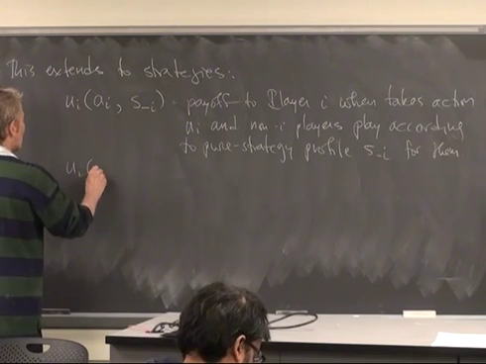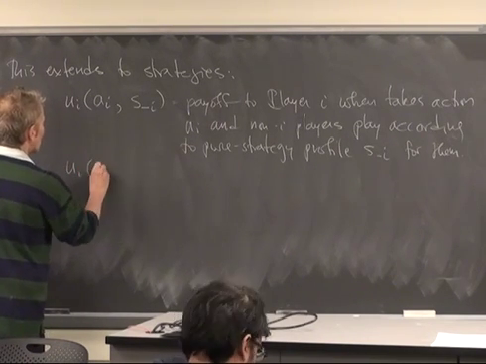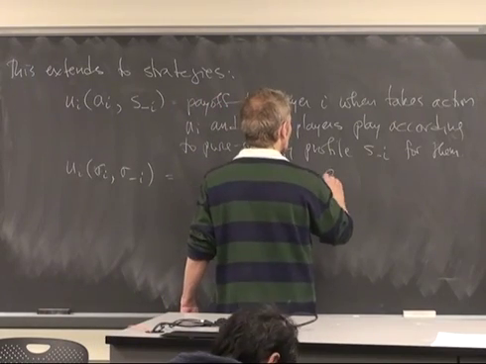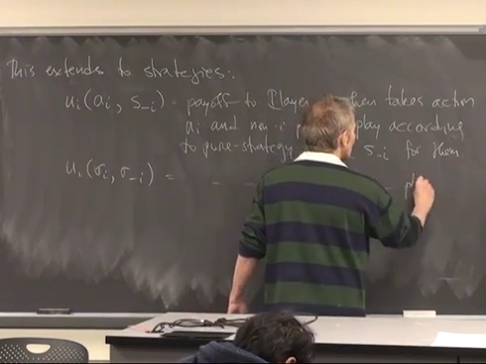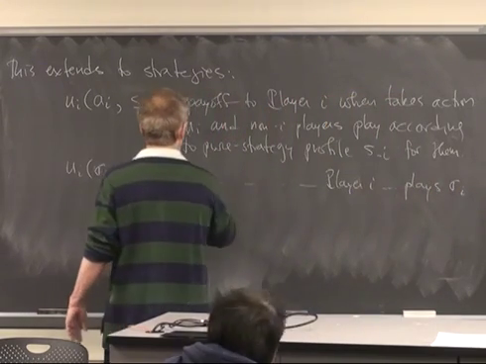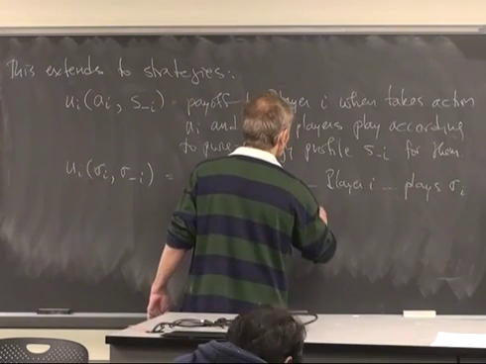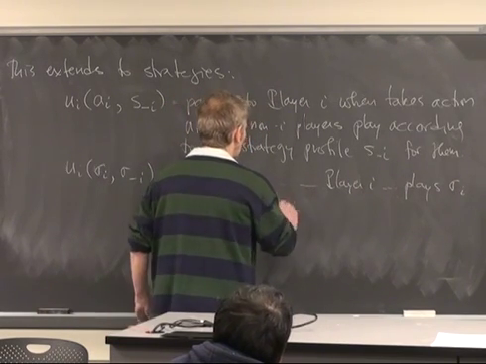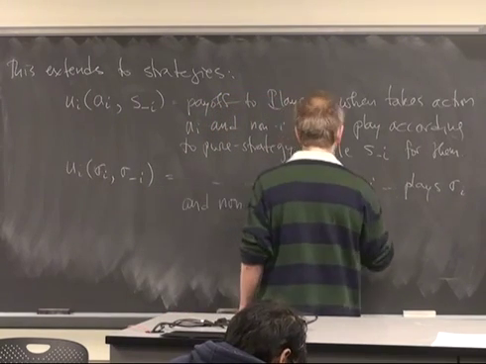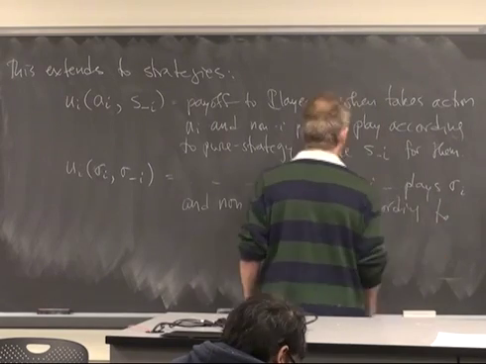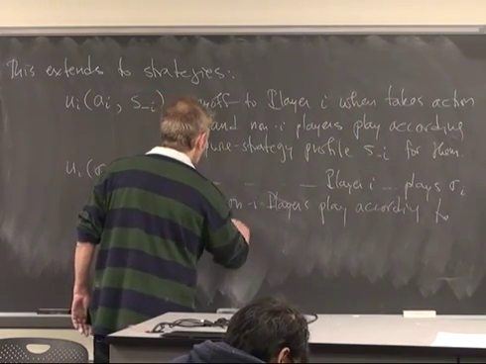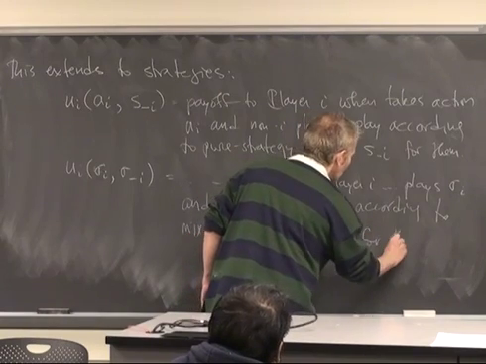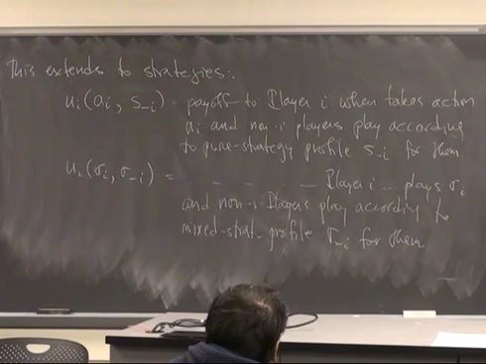And U sub I of, say, S or sigma sub I, comma, sigma sub minus I. Payoff to player I when he plays sigma sub I, and non-I players play according to mixed strategy profile sigma sub minus I for them. Okay, and you'll see why this notation is useful as we go along, Max.